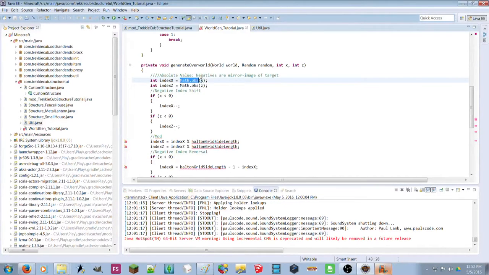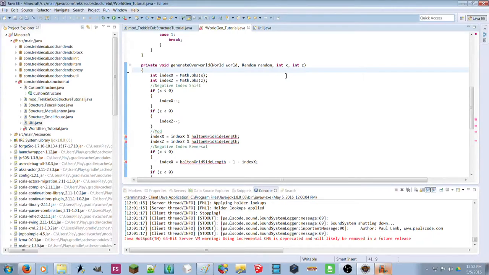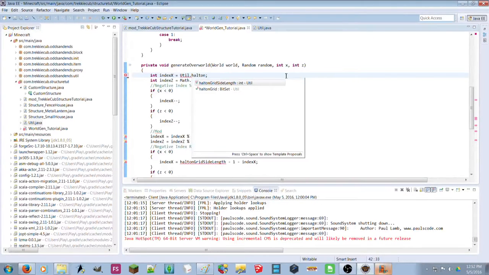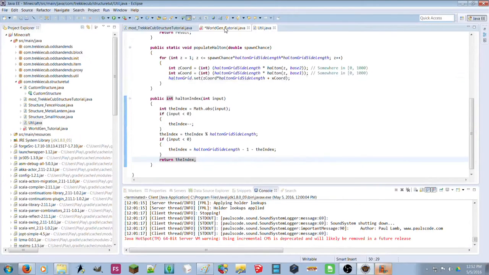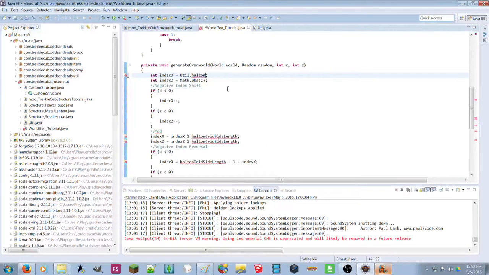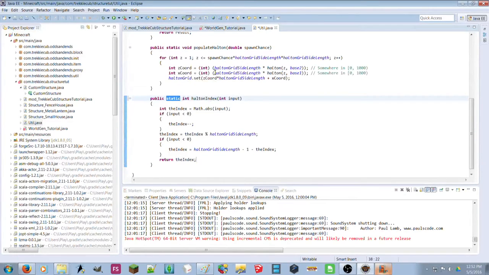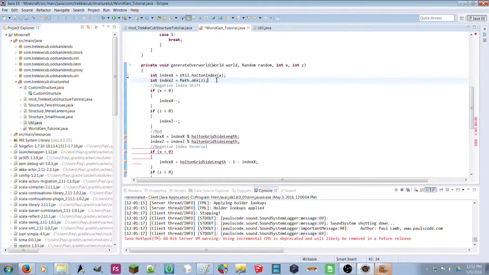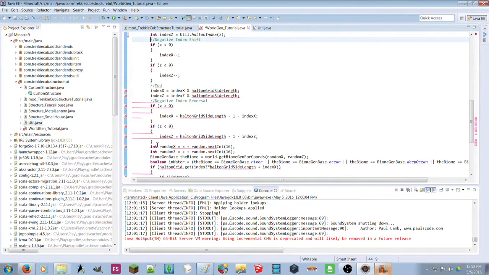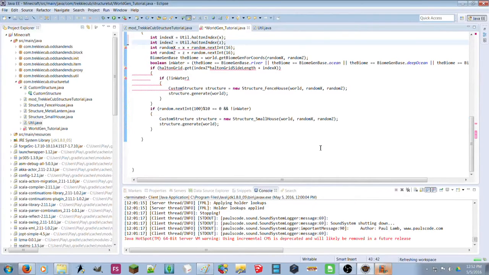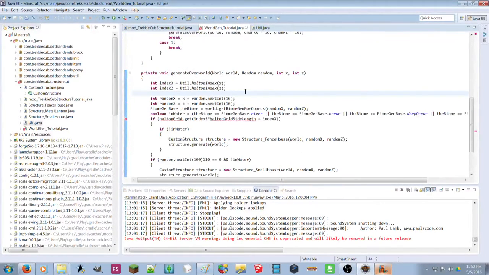This will do all the manipulation stuff that we had to do here in case we had negative numbers. So index x is equal to util dot Halton index x, and this needs to be static. Util dot Halton index z. If I can type stuff right. Okay. So now we're going to go down here. Remove that. And save.